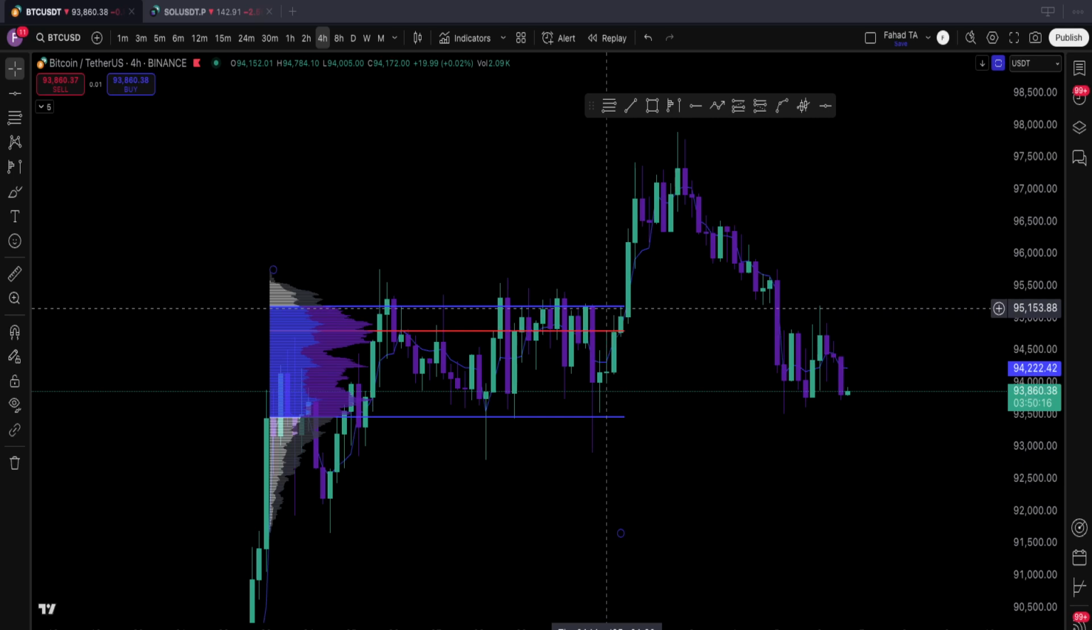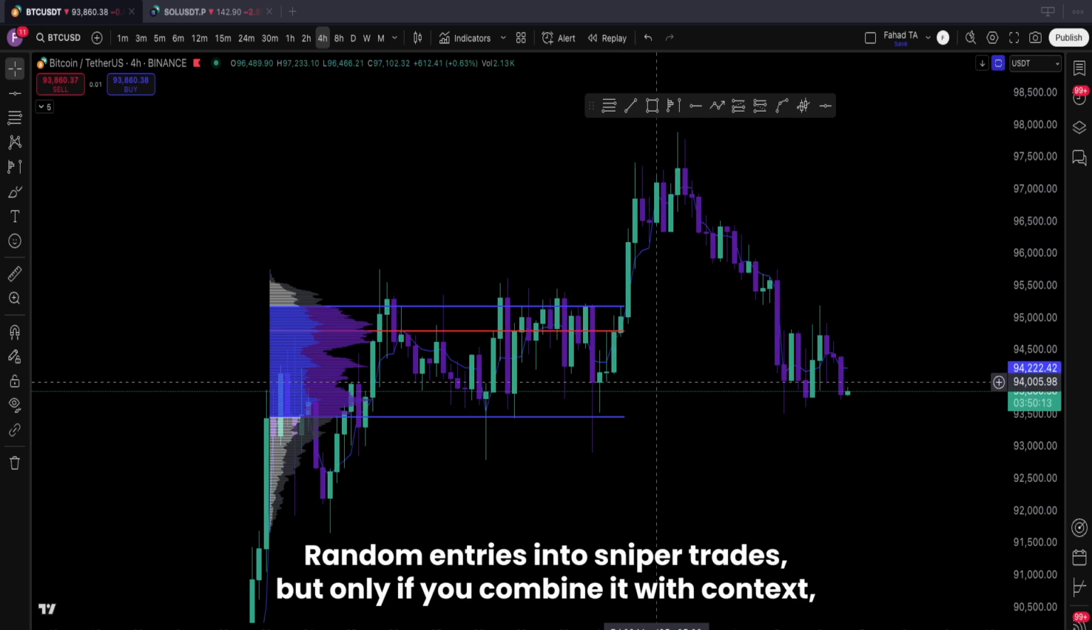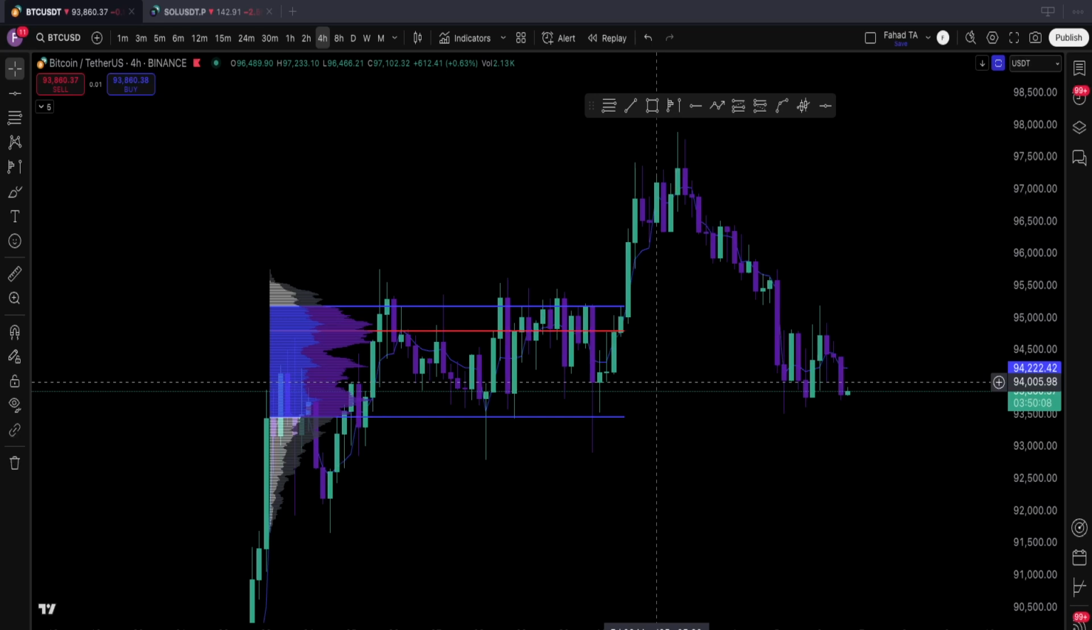So mastering FRVP can turn random entries into sniper trades, but only if you combine it with context, price action, and patience. So you need to have a great trading strategy.